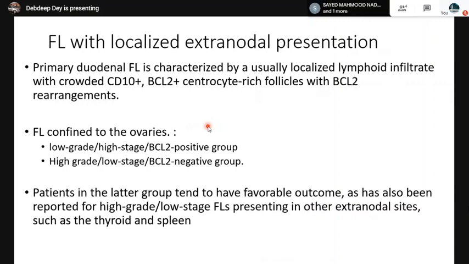Follicular lymphoma confined to the ovaries is another sort of extranodal presentation, which is characterized by a low-grade, high-stage BCL2 positive group and a high-grade, low-stage BCL2 negative group. Patients in the latter group, the high-grade, low-stage BCL2 negative group, tend to have a favorable outcome, as has also been reported for high-grade, low-stage follicular lymphomas presenting in other extranodal sites such as the thyroid and the spleen.